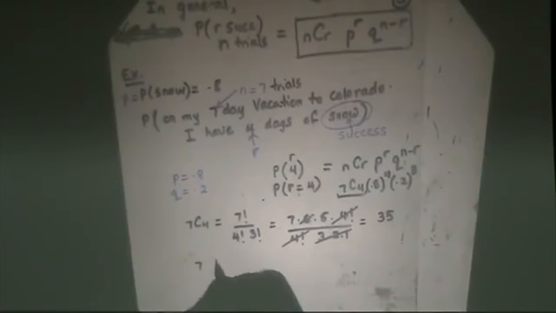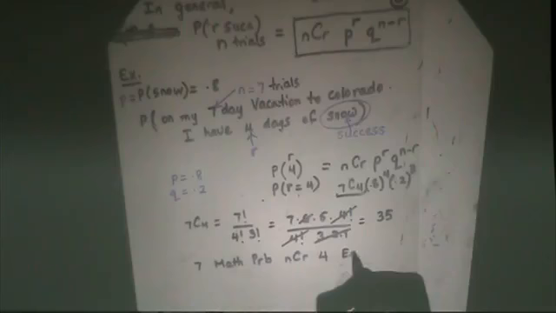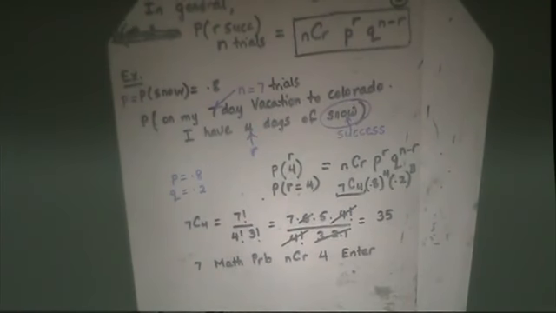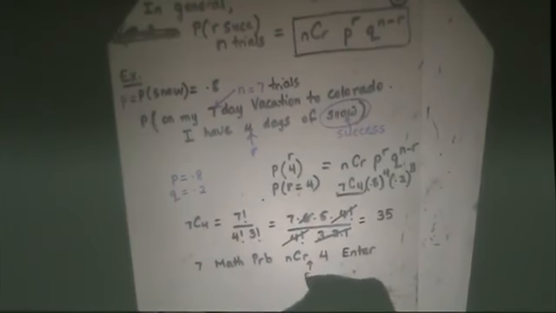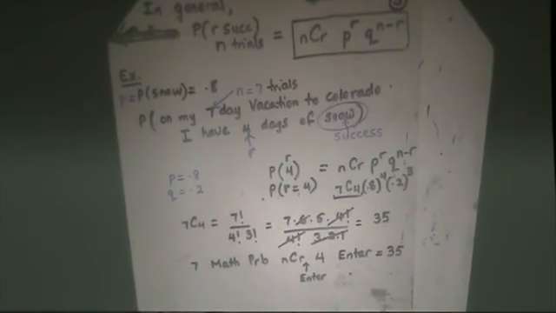Does that make sense? How do you do this on the calculator? You first put in the 7, then you go to math, probability, NCR, and then you put in the 4, and then you hit enter. You might have to hit enter here also. So the first number, math, probability, NCR, enter, 4, enter. And this should give you 35. Check it right now. It does? Yeah. Super.